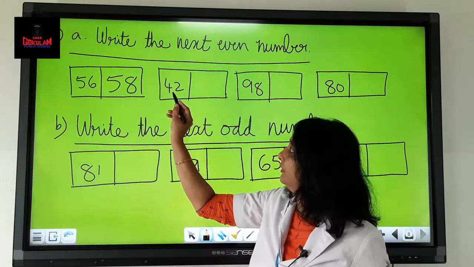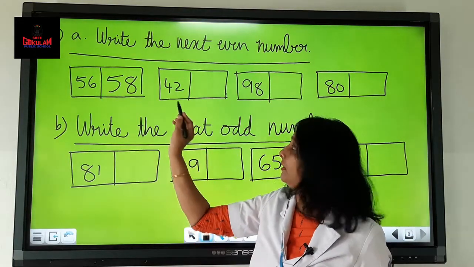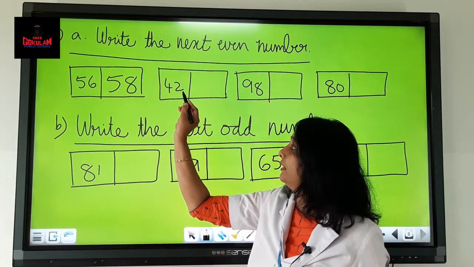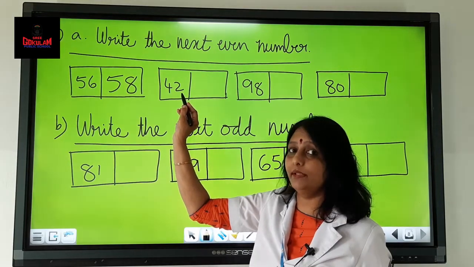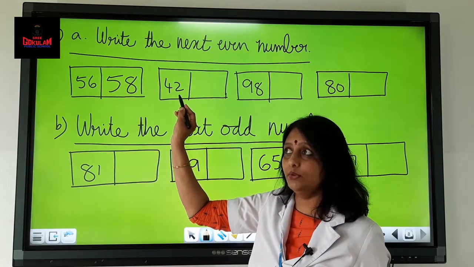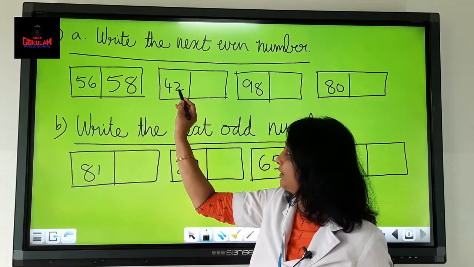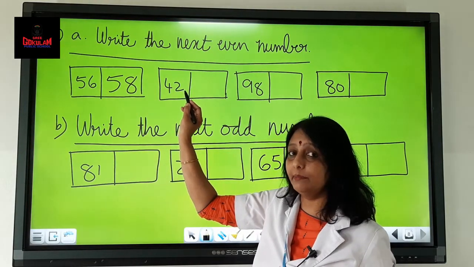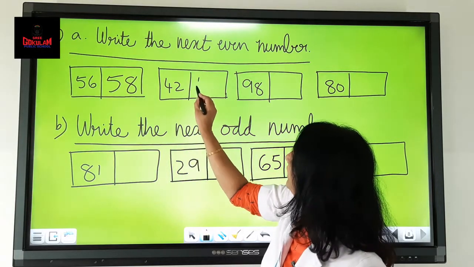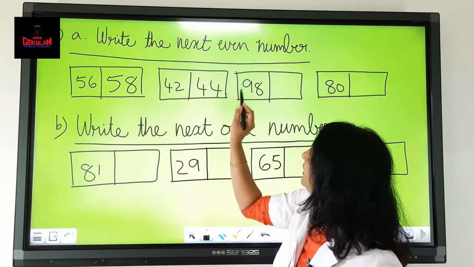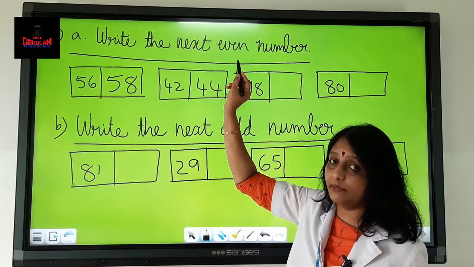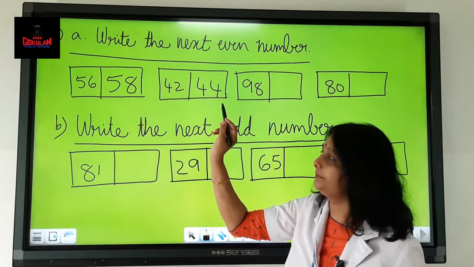Next one, 42. 2 in ones place. Which is the next even number after 2? After 2, the next even number is 4. So, after 42, the next even number will be 44. Even number. We are talking about even numbers.